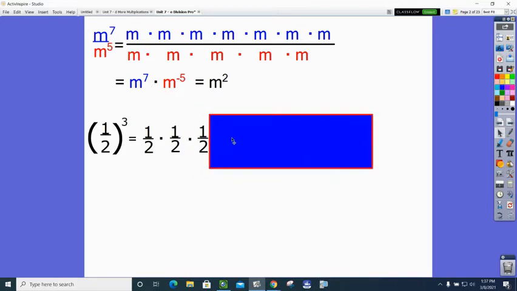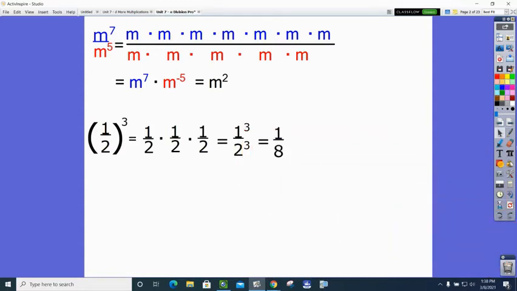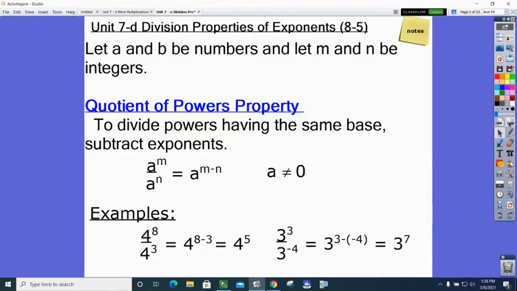Or the other way to look at it is if we took those factors of 1/2, there's 3 of them. 1 times 1 times 1 would be 1, and 2 times 2 would be 4 times 2 would be 8. So it's 1 to the 3rd over 2 to the 3rd, which would be 1 over 8. So that's basically our 2 rules. So our quotient, which again is division.